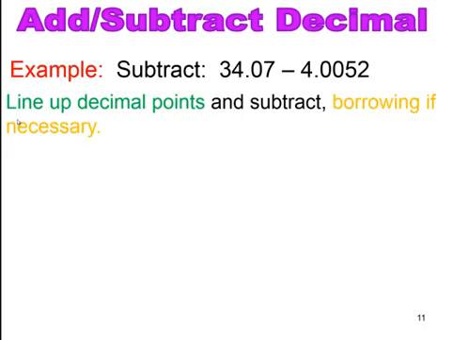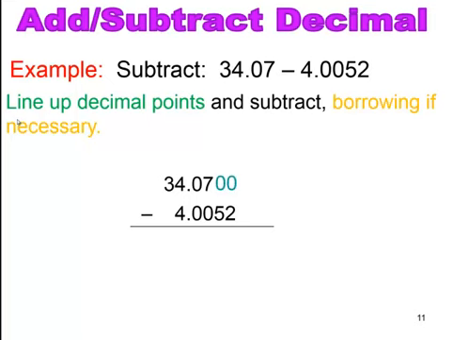Now with subtraction, you have to line up the decimal places, but you're going to be subtracting. And if you have to, you're going to have to borrow if necessary. So in this case, I have 34.07, and we're subtracting 4.0052.